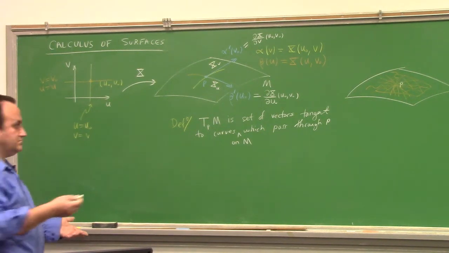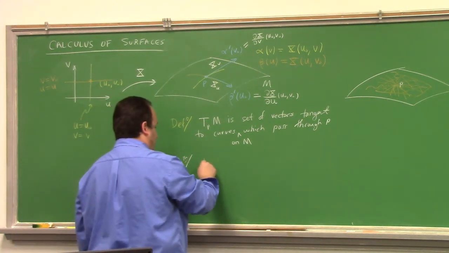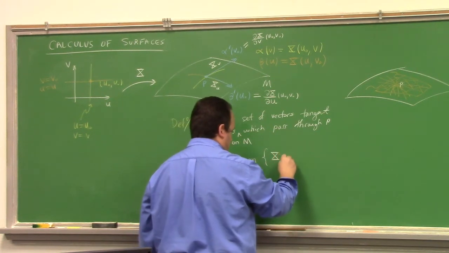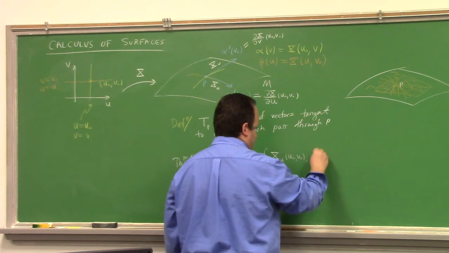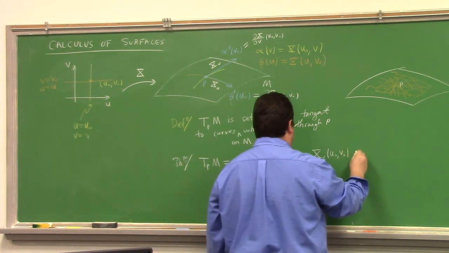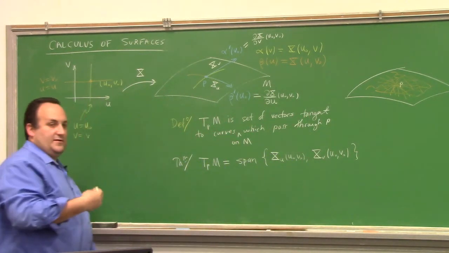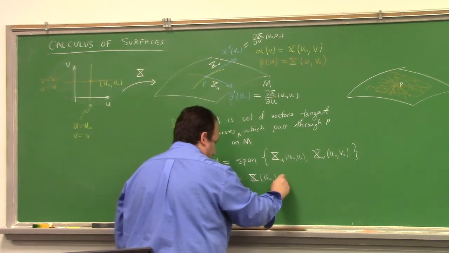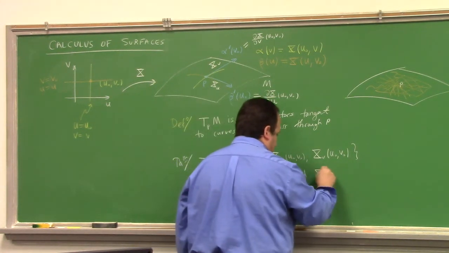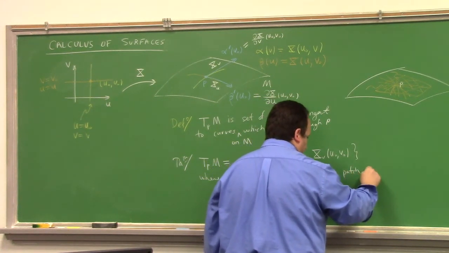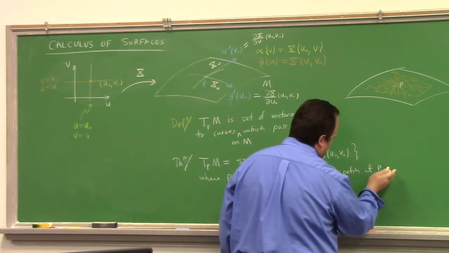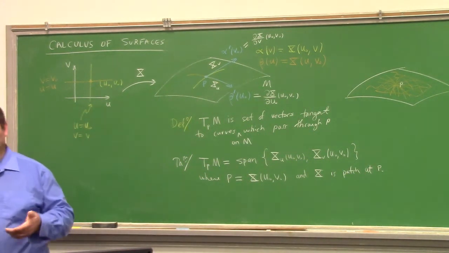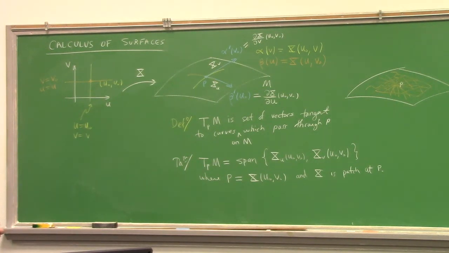Now, here's a theorem. The tangent space to M at P is equal to the span of x sub u at u naught, v naught, and x sub v at u naught, v naught, where P is equal to x of u naught, v naught, and x is a patch at P. I should say patch near P. I'll just say at P, but when I say it's a patch at P, I mean that the patch covers the point P and points nearby it, all right? That's a theorem. How do we prove that theorem?